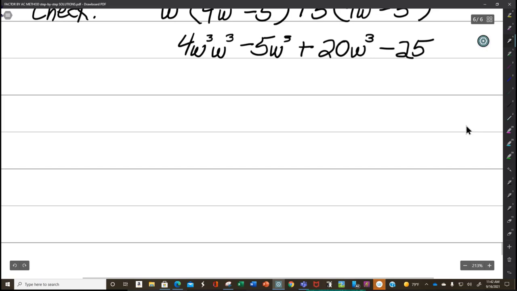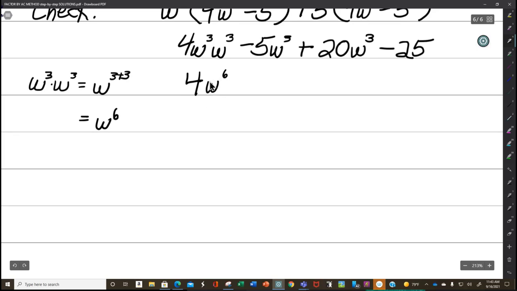Okay, now there's a rule, and we're going to go over these more in a couple of weeks. There's a rule that says W cubed times W cubed equals W to the 3 plus 3. That is, when you multiply like bases, you add the exponents. 3 plus 3 is 6. So this is going to be 4w to the 6th power. Now here, minus 5w cubed plus 20w cubed. What that means is you've got 20w cubes and you take away 5 of them. So there will be 15 left.